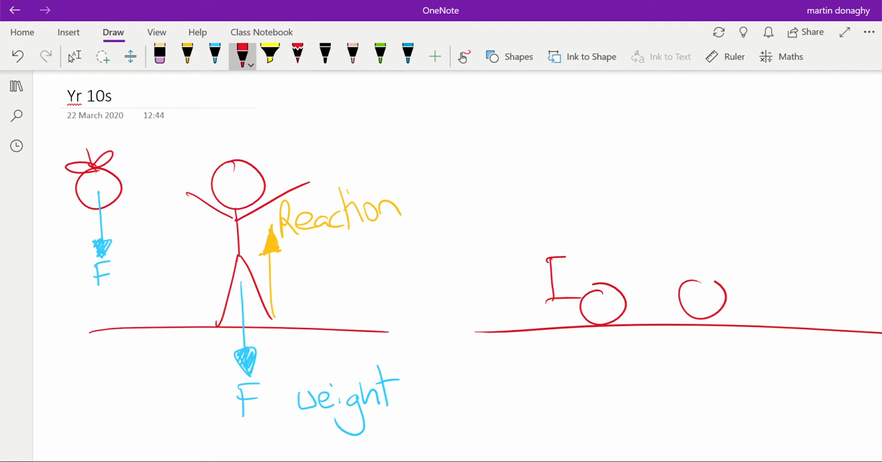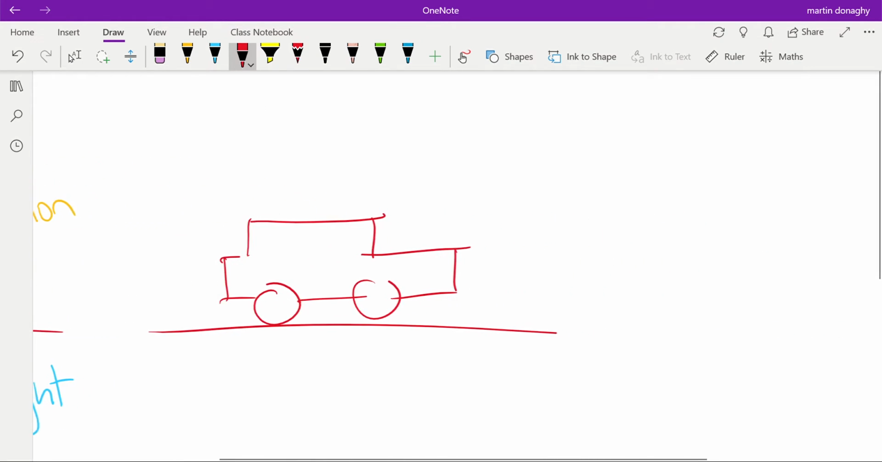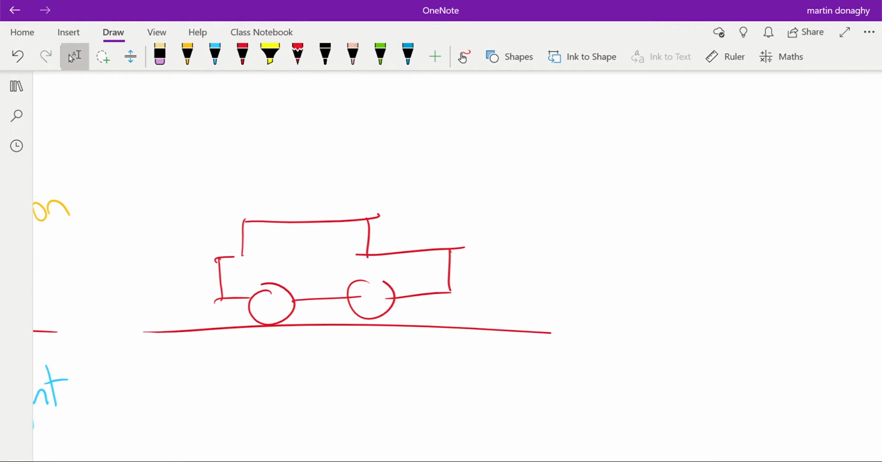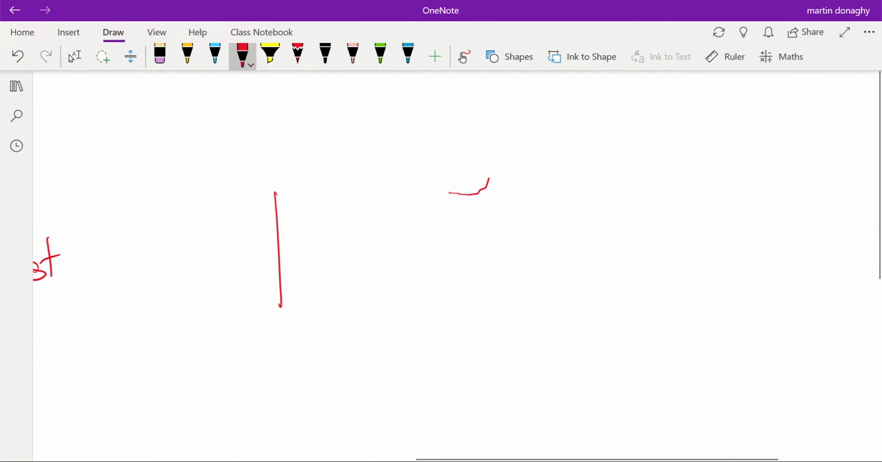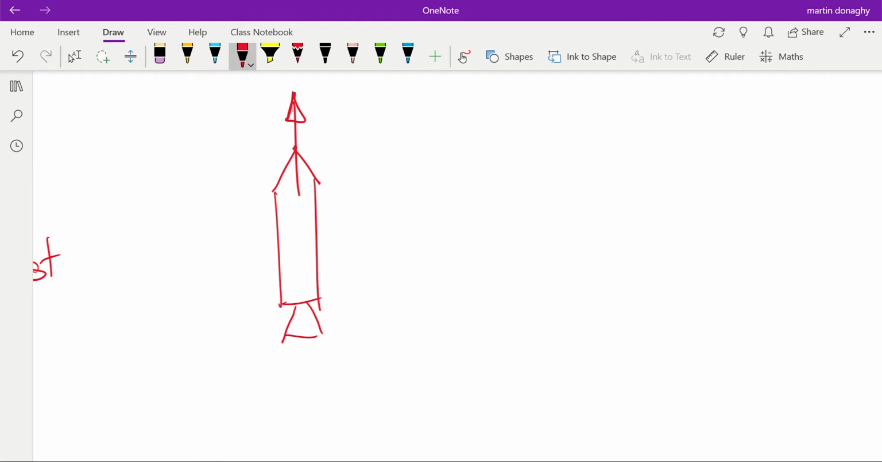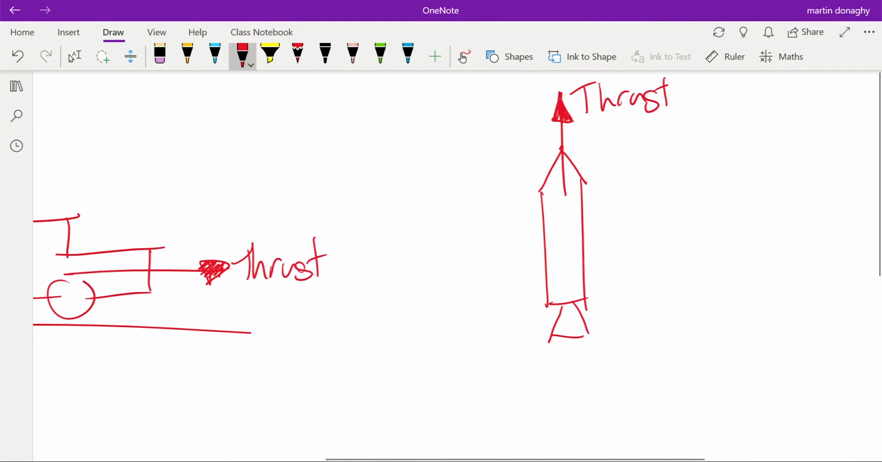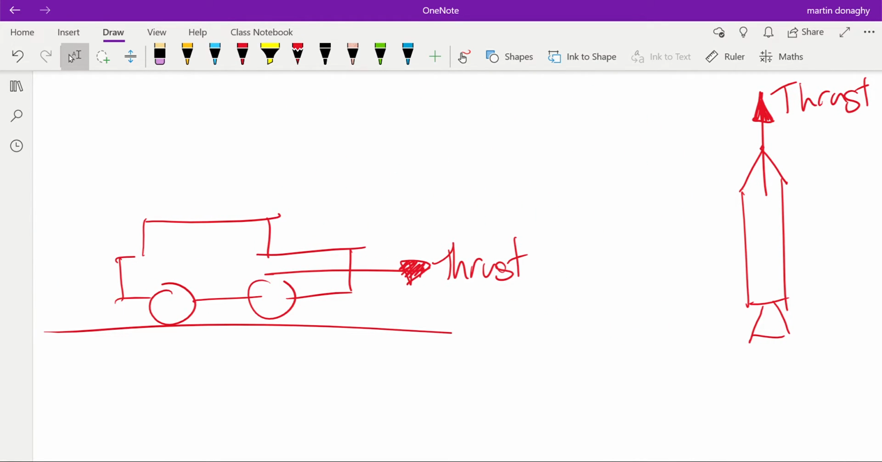Other common forces: we create lots of different devices and forms of transport and things like that. So this is a car. The forwards force created by engines we tend to call thrust. Still a force, still measured in newtons. We also use that if we are dealing with something like a rocket, so it doesn't necessarily have to be side to side. The thrust from the rocket's engines can make it move upwards.